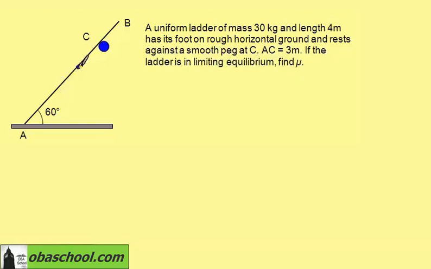Since it's a uniform ladder, the weight of 30G will act at the midpoint, so that's 2 meters from A. There'll be a normal reaction at the peg, a reaction at the ground, and a frictional force which will go this way to prevent the ladder slipping in this direction.